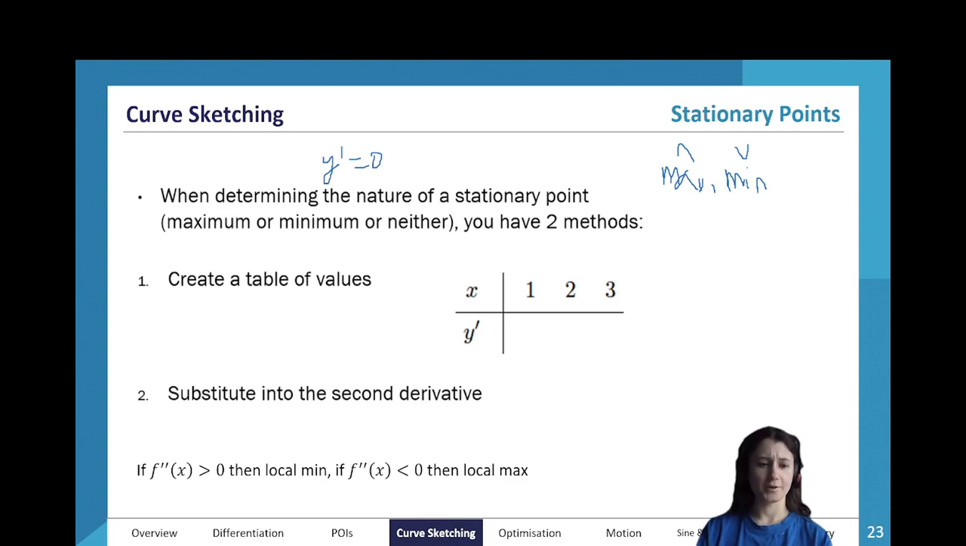The other way that you can do it is to substitute your x value into the second derivative. You get the x value and put it into the second derivative, and the value that you get from that will tell you whether you have a maximum or a minimum. So if your second derivative is positive, then you have a local minimum. If your second derivative is negative, then you have a local maximum.